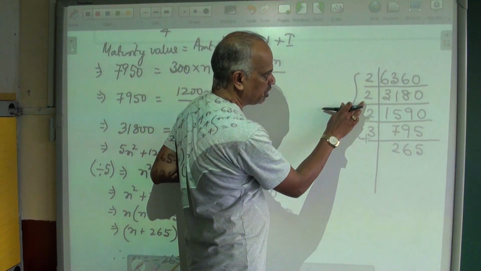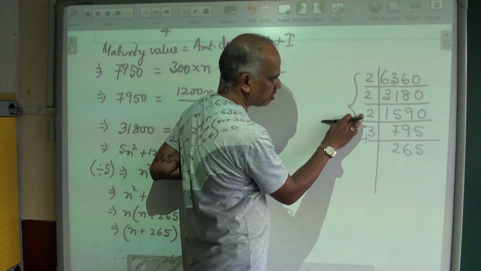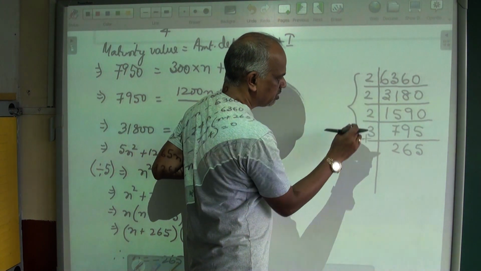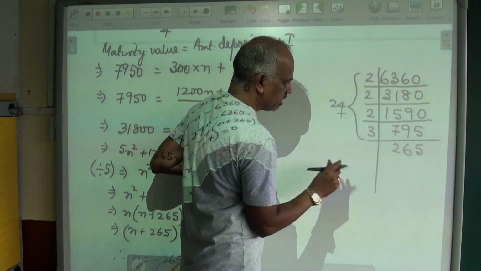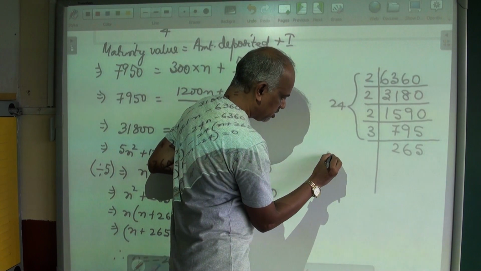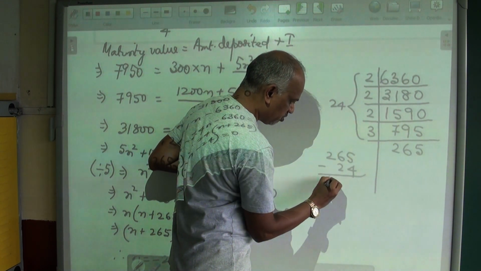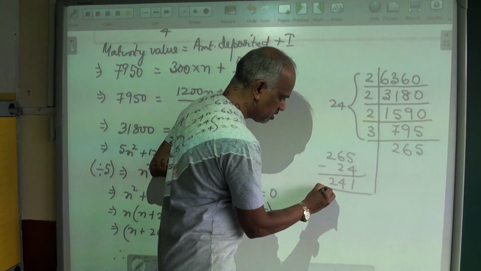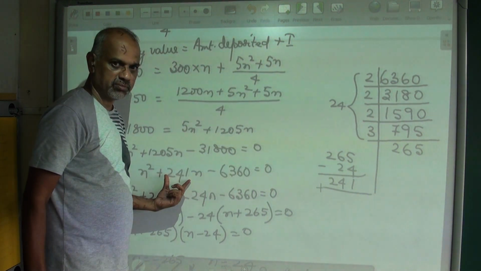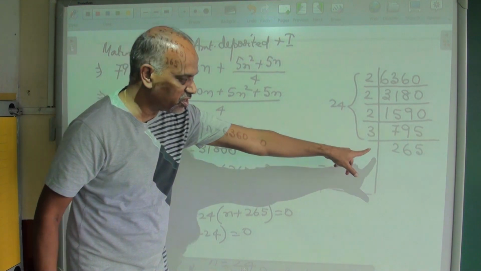That's 3 into 2 into 2 into 2. 3 into 2 is 6, 6 into 2 is 12, 12 into 2 is 24. So this gives you 24. And you got a 265 here. 265 minus 24 will give you 241, which is your sum. So don't divide this further.